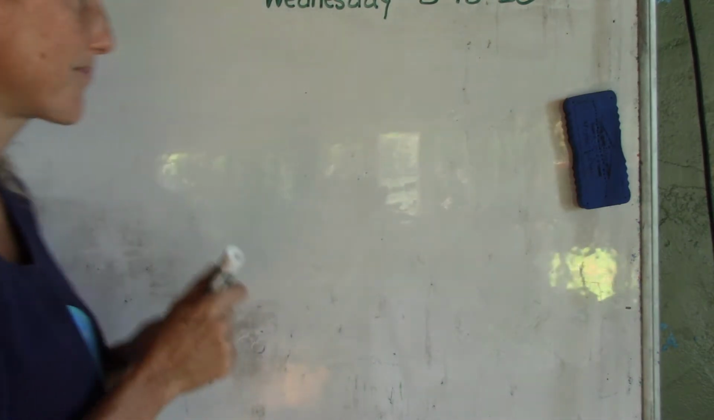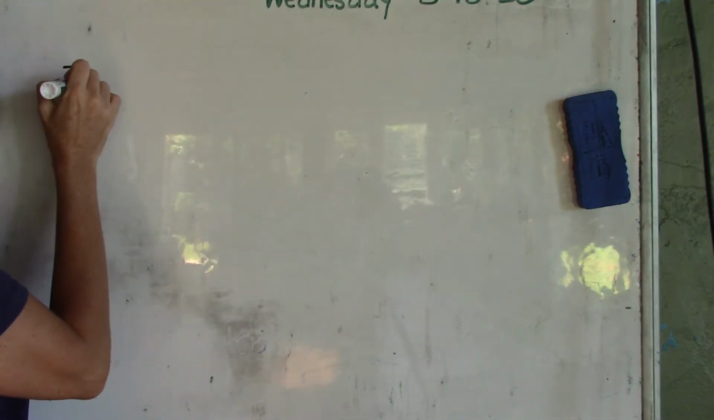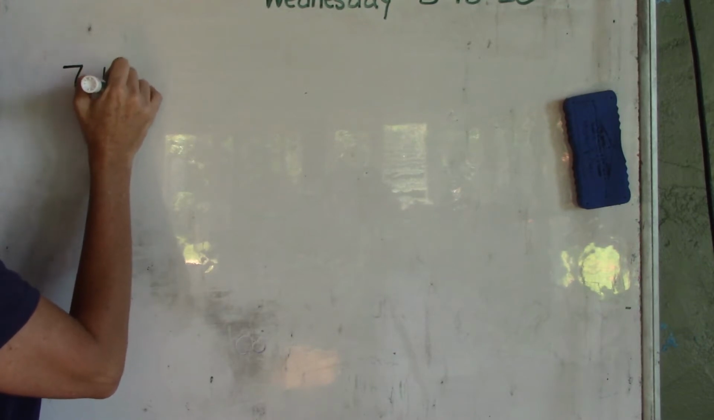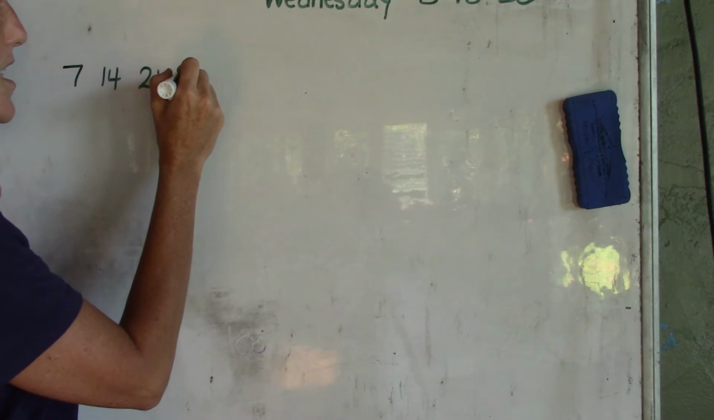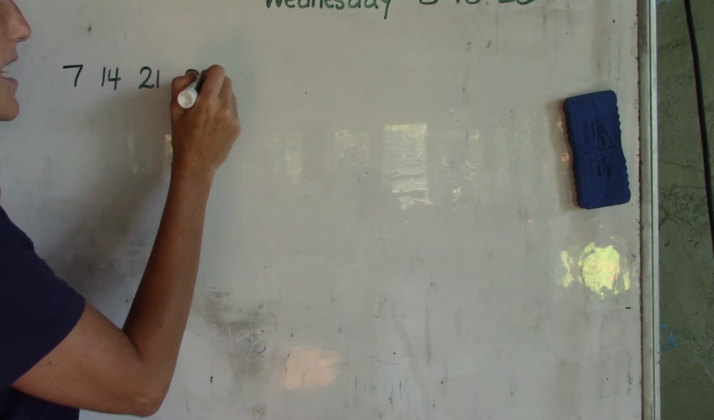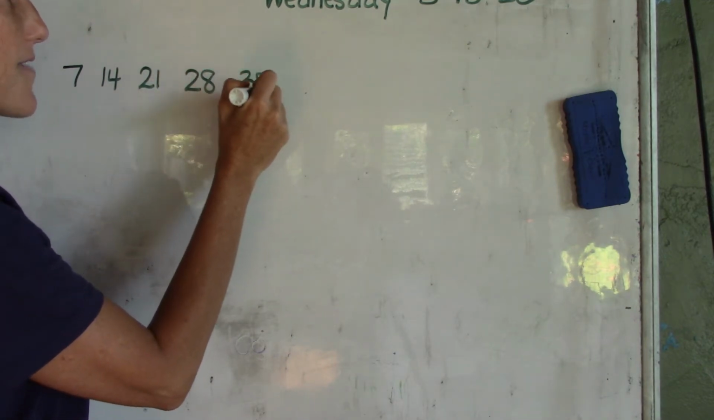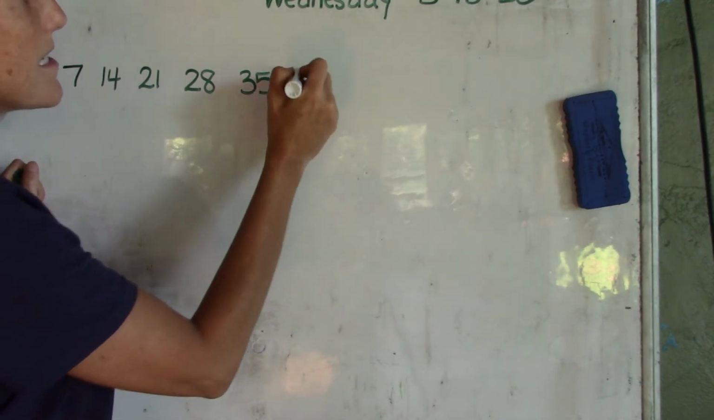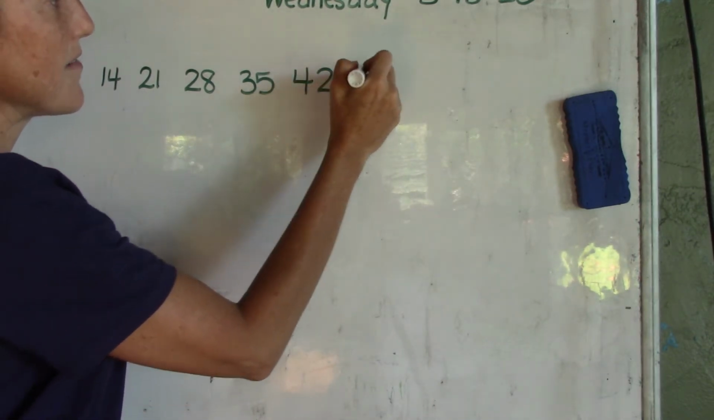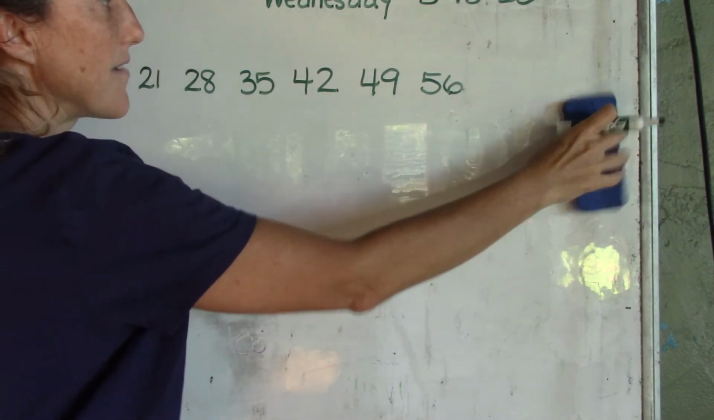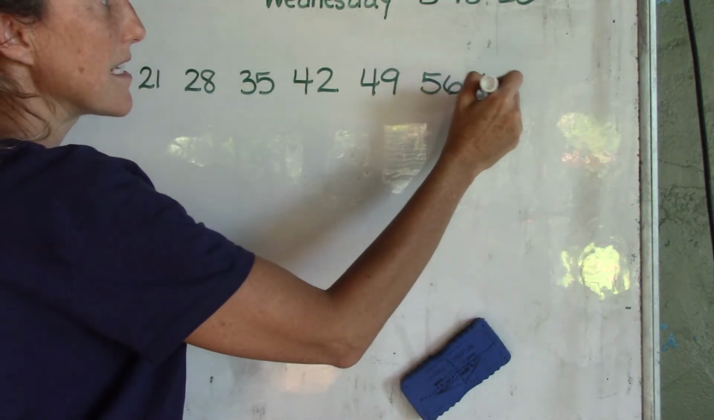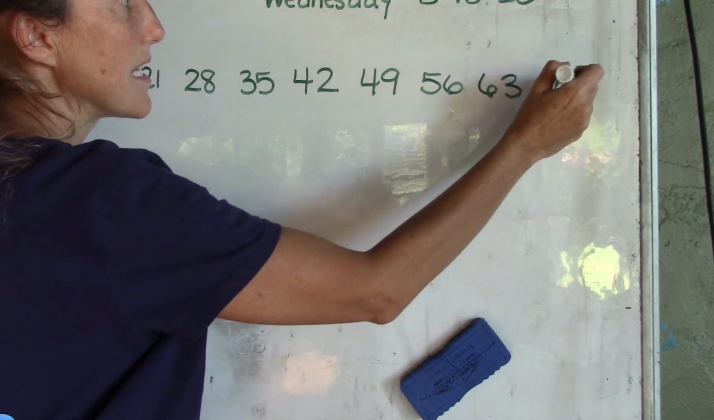All right, let's count by 7s. Are you ready? 7 times 1 is 7. 7 times 2 is 14. 7 times 3 is 21. 7 times 4 is 28. 7 times 5 is 35. 7 times 6 is 42. 7 times 7 is 49. 7 times 8 is 56. 7 times 9 is 63. And 7 times 10 is 70.